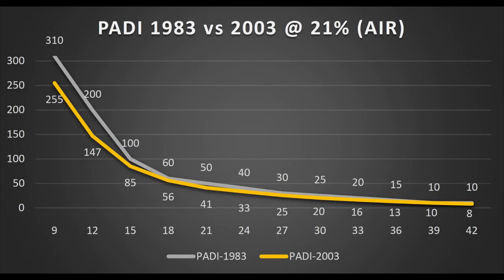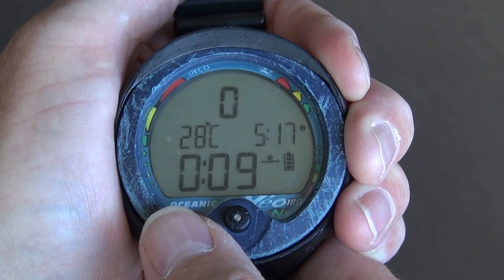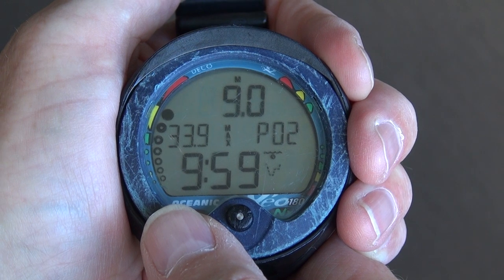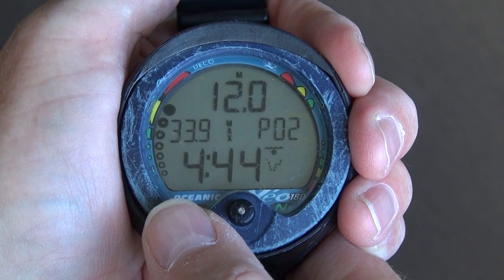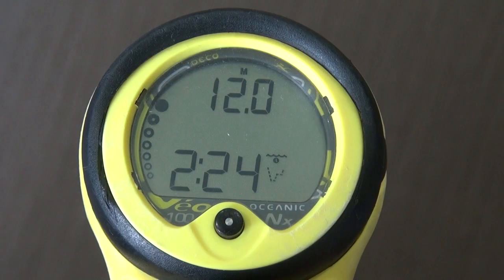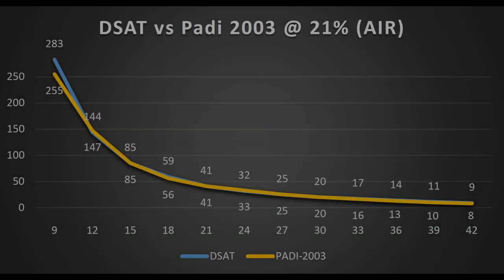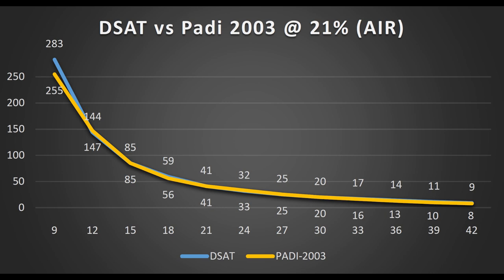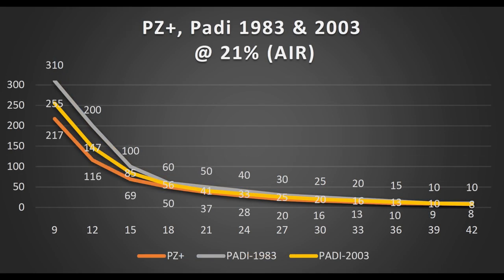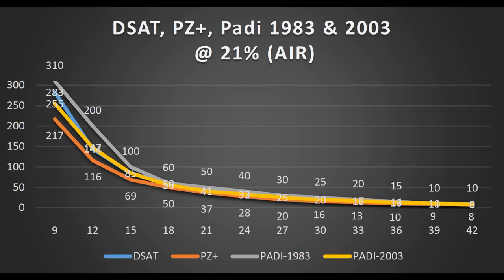The first chart shows the difference between the 1983 and 2003 PADI repetitive dive tables on air. Here's Old Faithful, an Oceanic 180NX dive computer. This was my main dive computer up until recently. And my backup is a little more modern, an Oceanic 100NX. Both are DSAT only dive computers and closely follow the modern PADI repetitive dive table. If I overlay the PZ Plus algorithm, you can visually see it's more conservative than either of the dive tables. And dropping the DSAT in the graph, you can see all the data.